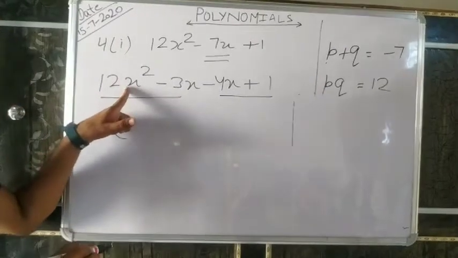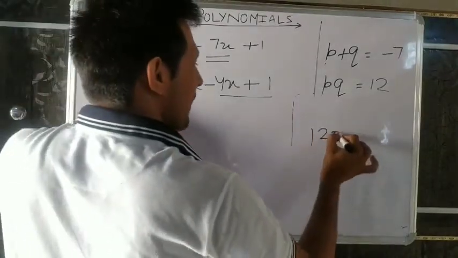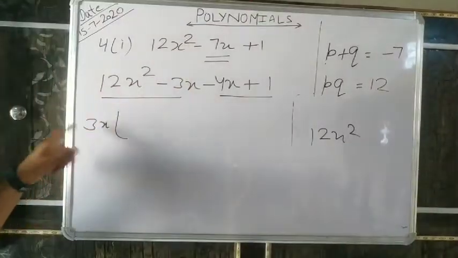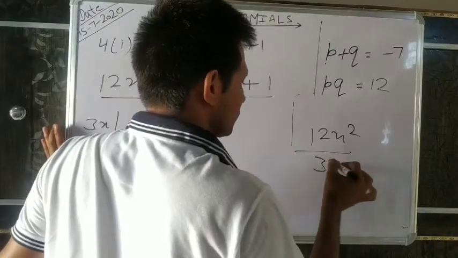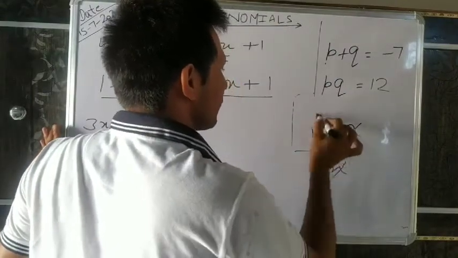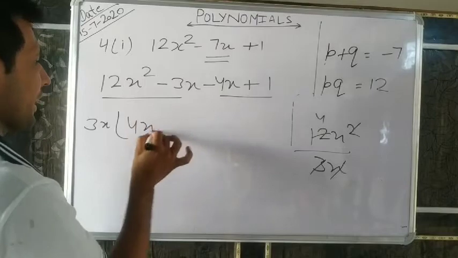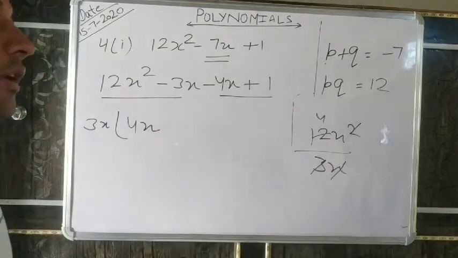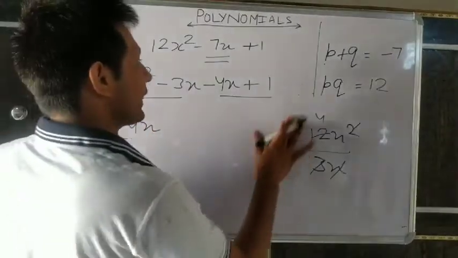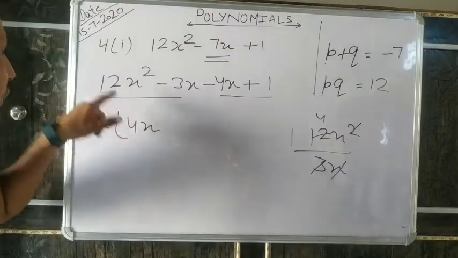What is remain? If you don't understand what is remain, so 12, this number is divided by what we take common. So x cancel x, so 3 cancel 4. So what is remain? 4x. Understand? Again, you can solve again, it's reverse. 3x into 4, 12x square.